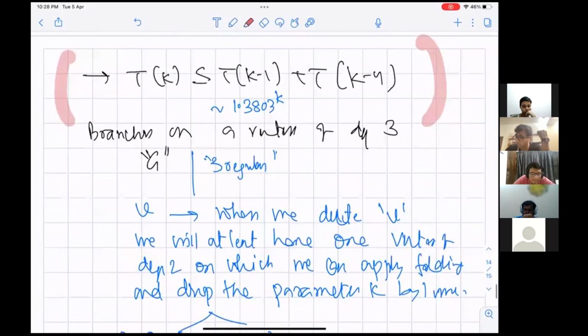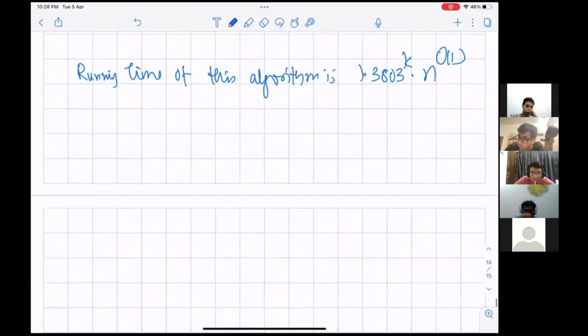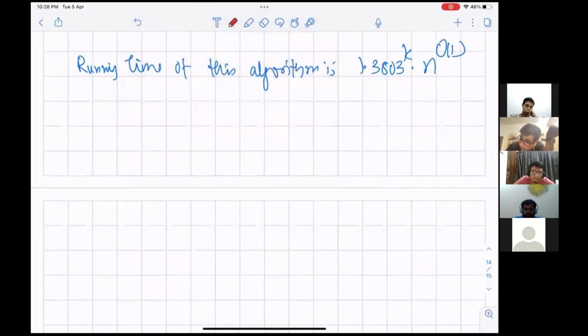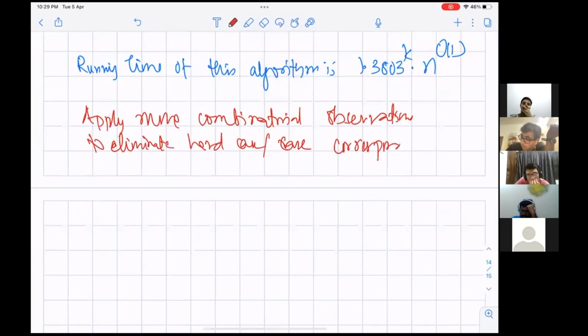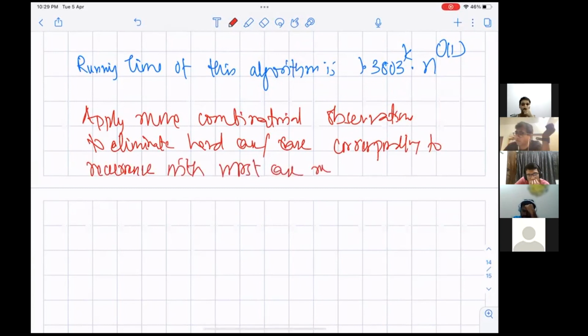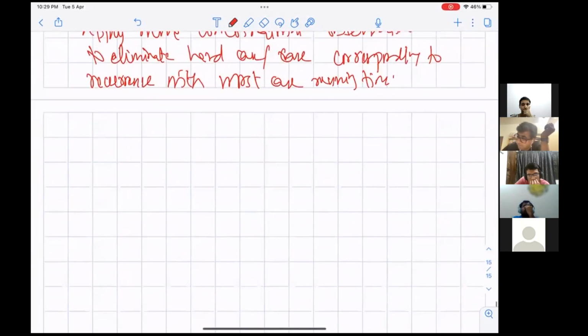So how do people generally go about improving it? Apply more combinatorial observations to eliminate the hard case, corresponding to the recurrence with the worst case running time. So for us, the worst case is, look at this.